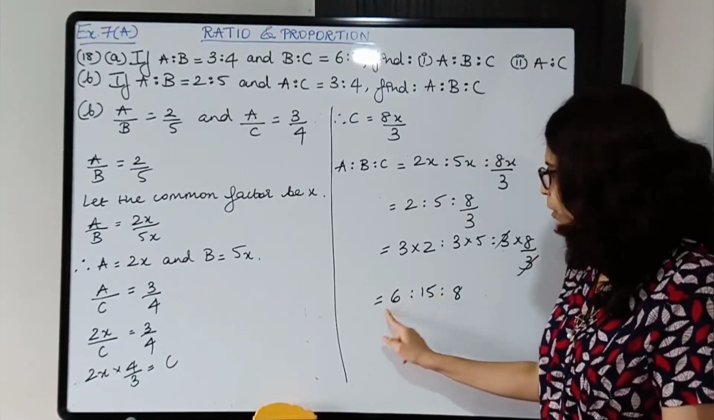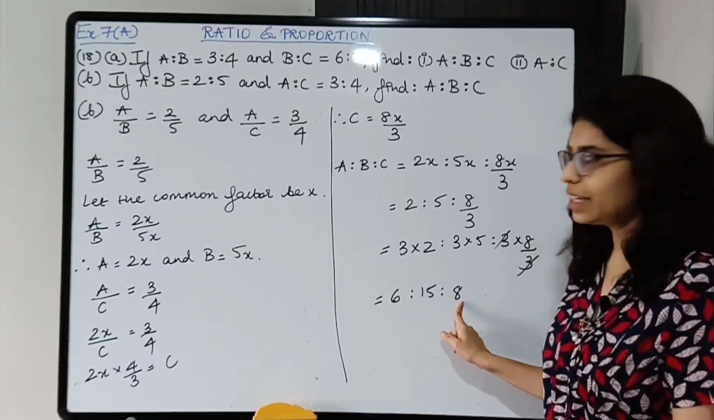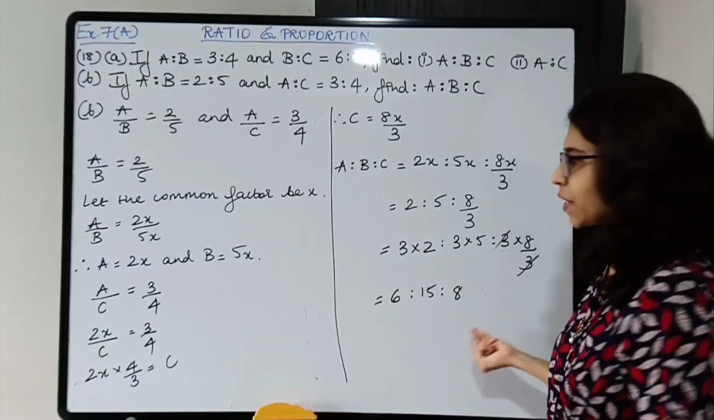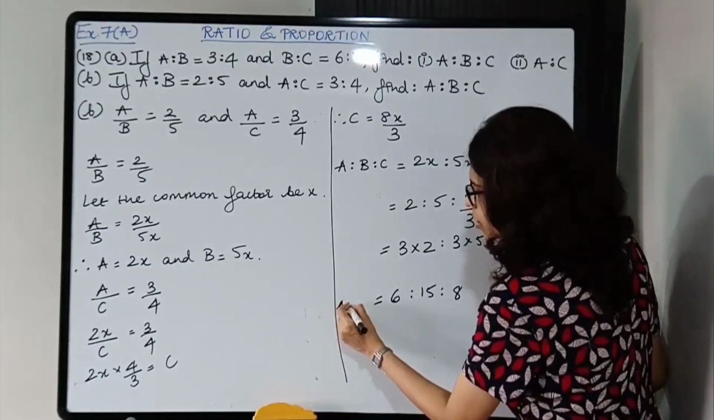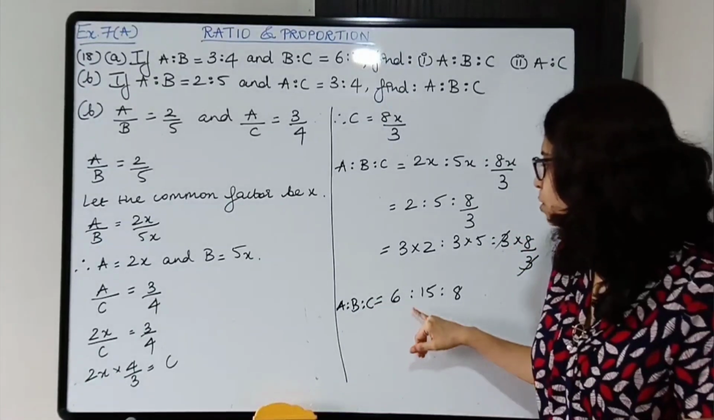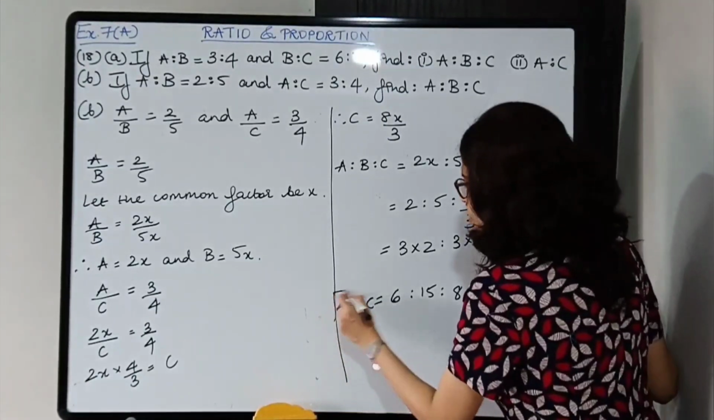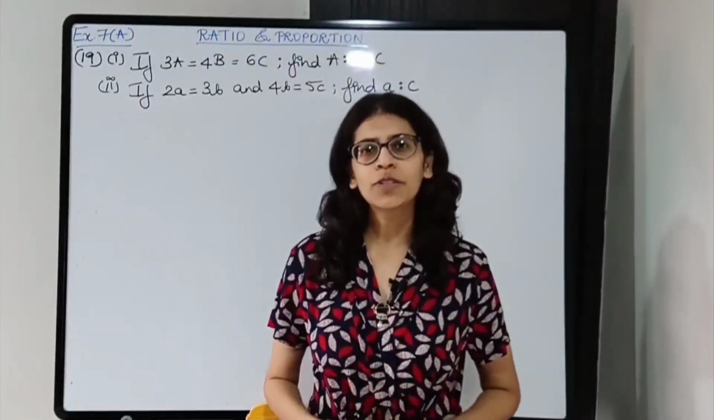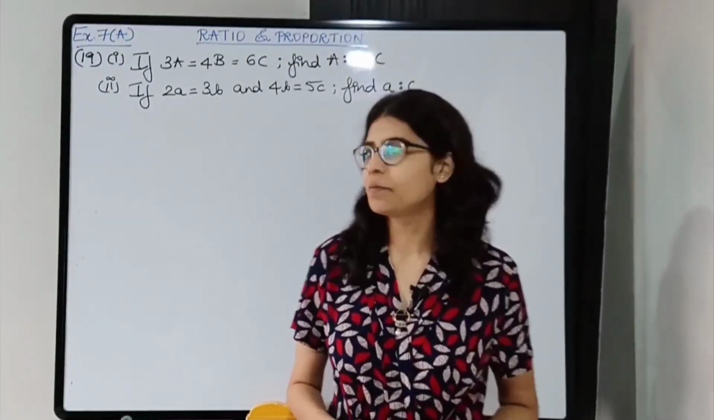Here there is a common factor, here there is a common factor, but is there anything common in all three? No. Okay, so this is the reduced ratio. a is to b is to c is equal to 6 is to 15 is to 8. Box this. Okay, moving on to the next question, question number 19.